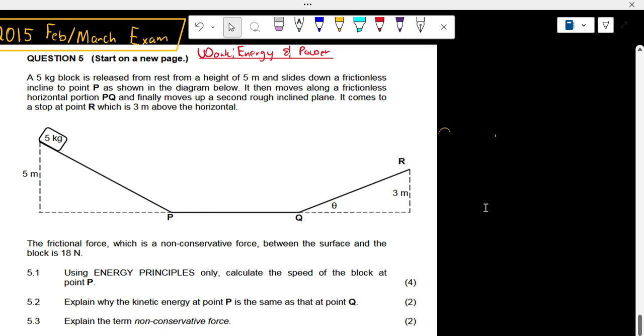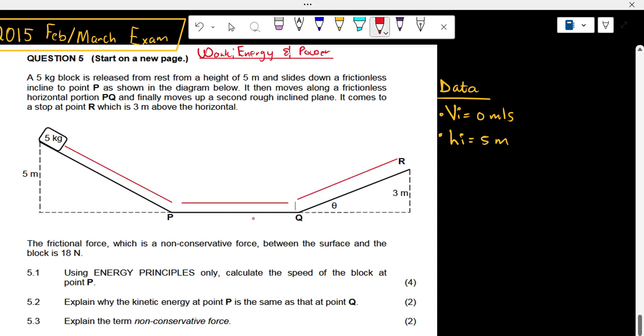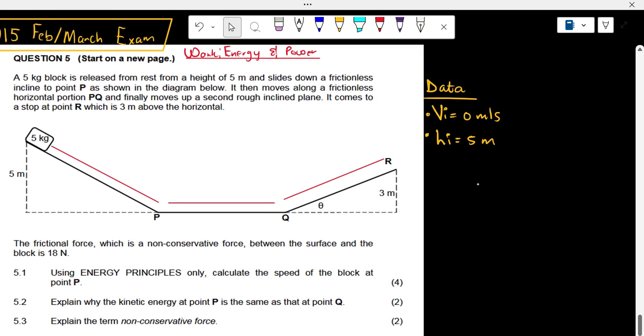Okay, now they say to me, a 5 kg block is released from rest, right? The moment you see such things, guys, remember I always say collect all your information. They are saying it's released from rest. That tells me that the initial velocity is equal to 0 meters per second, and from a height of 5 meters, so the initial height is 5 meters. Why do I say the initial height? Because I know for sure this object is going to move down and then eventually move up. So the initial height was 5 meters.